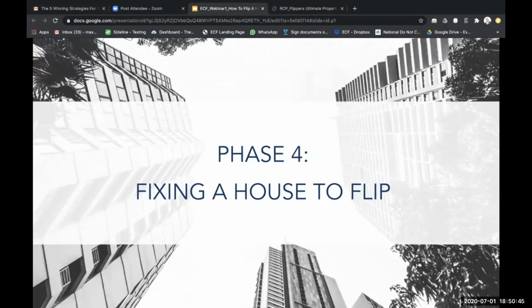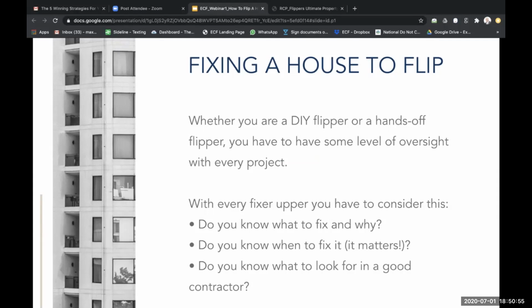Next page. Okay, phase 4, fixing a house. This is the exciting part, which everybody is going to love. So, fixing a house to flip. Next page, please, Max. Whether you're a do-it-yourself flipper or a hands-off flipper that wants to hand it off to somebody, everybody still needs to be on the project, oversee it, and make sure everything is going well.